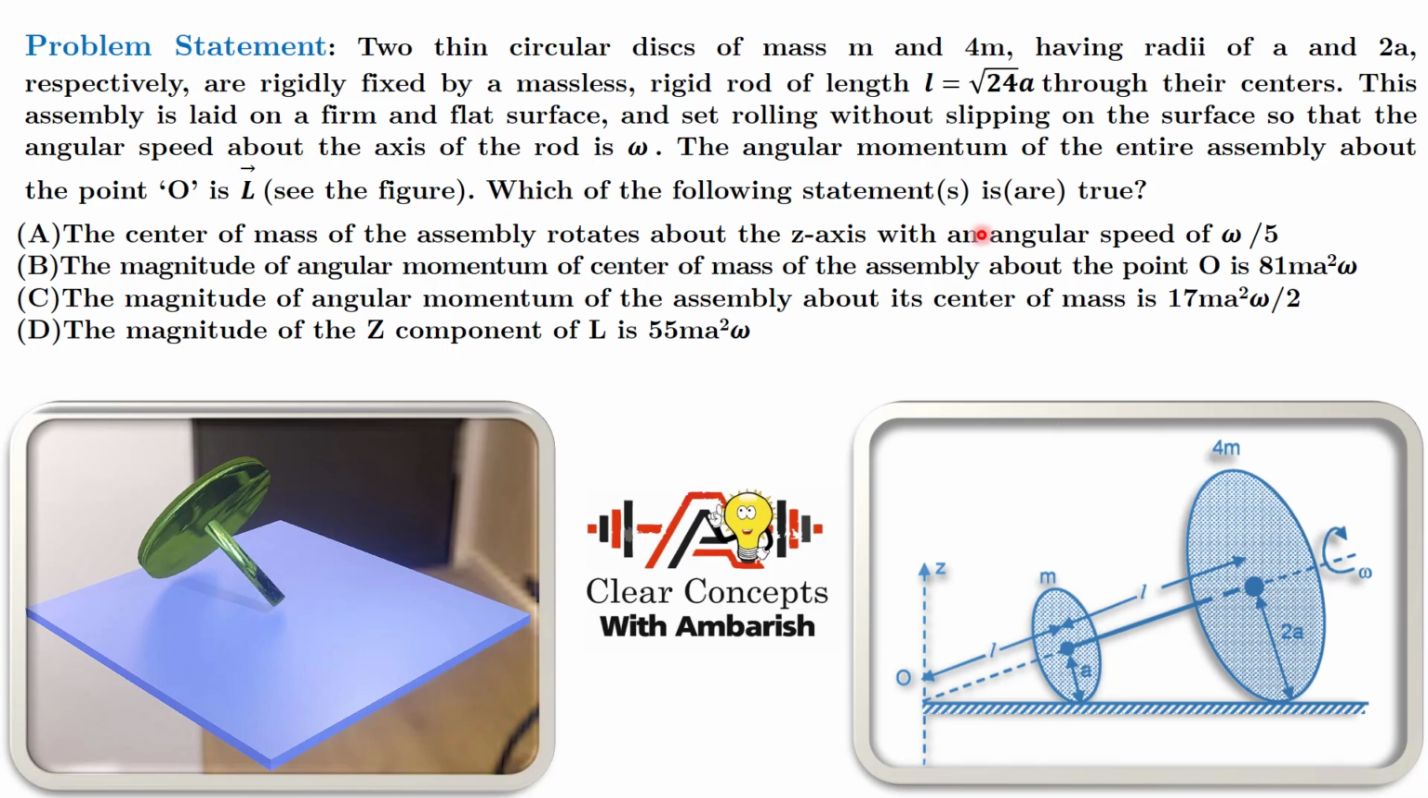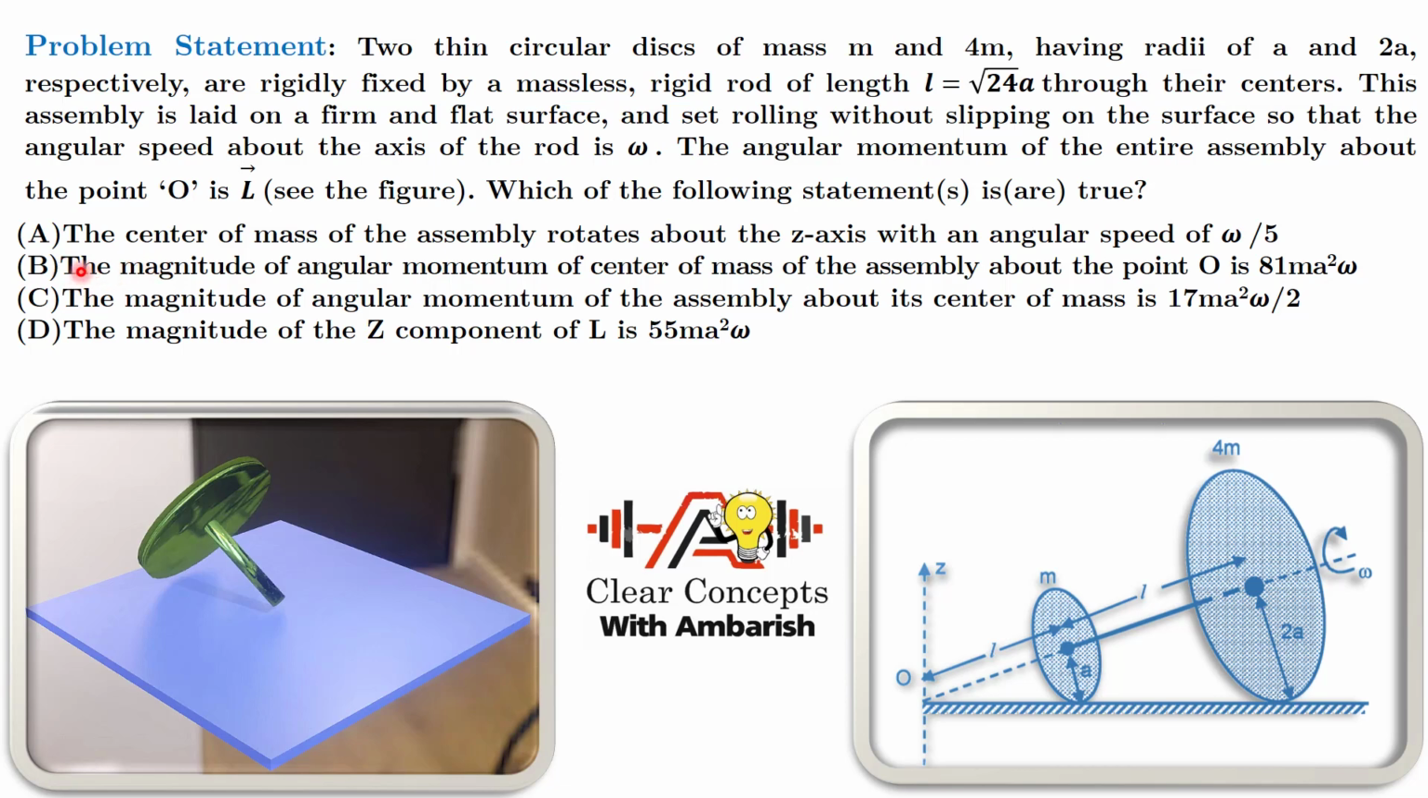And then we have to comment on the statements. 4 statements are given. Statement A is: the center of mass of the assembly rotates about the z axis with an angular speed of omega by 5. Somewhere here there will be the center of mass, and you know that because of spinning, the center of mass will not have any linear velocity. The center of mass is on the spinning axis, so its velocity will be only due to the revolution. If I somehow can find the revolution omega, then it's very easy to find the angular speed of the center of mass, which is the same as the angular velocity of revolution. So we'll look into it in the solution.